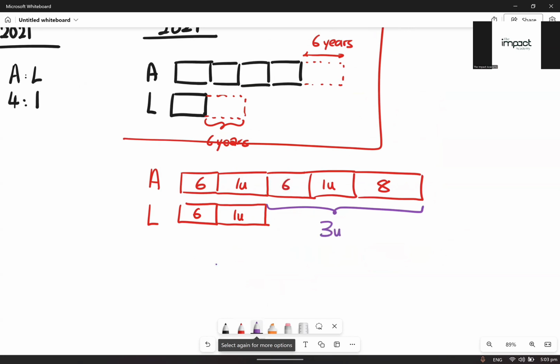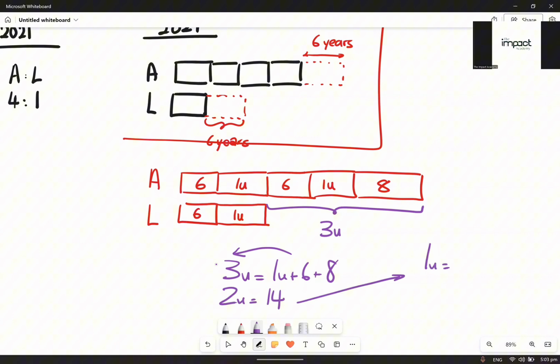The difference is always 3 units. The difference will never change because a person's age difference will never change. So you say that 3 units is equals to 1 unit plus 6 plus 8. Bring the 1 unit over. 2 units is equals to 14. Continue. 1 unit is equals to 7. Am I making sense?